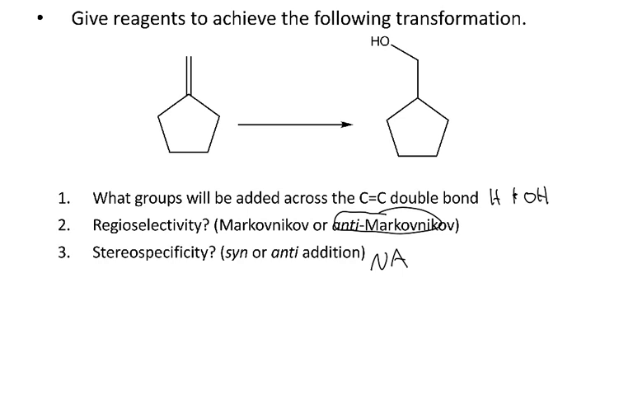And so to achieve anti-Markovnikov addition of H and OH, this is the hydroboration-oxidation. And so the reagents for that are BH3 in THF. And then for the oxidation, we use hydrogen peroxide and sodium hydroxide.